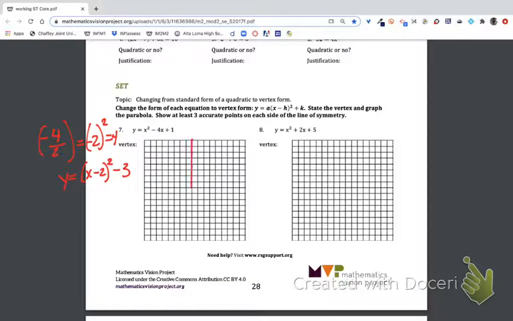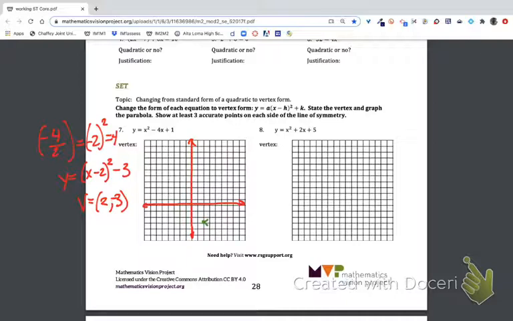And I'll just go here, and here. Now based on this, I know that my vertex is 2, negative 3. Looking at it in here, what makes it 0? What's left over? And I'm good with my vertex. So we can plot our vertex at 2, negative 3.